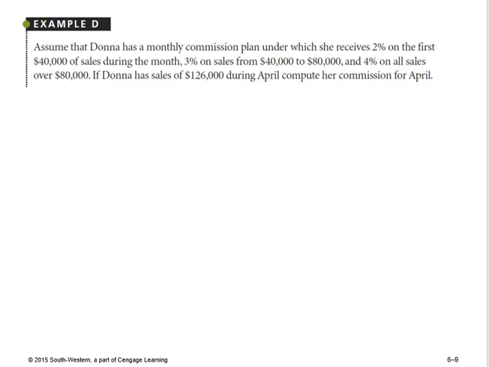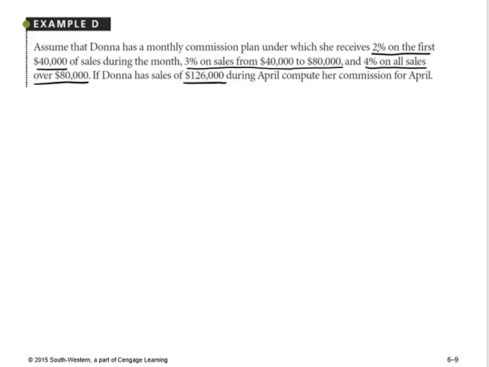Now let's take another example. Here we have 3 levels. We have 2% on the first $40,000, 3% on sales between $40,000 and $80,000, and then 4% on sales over $80,000. Let's say also that she has a total of $126,000 in sales during April.